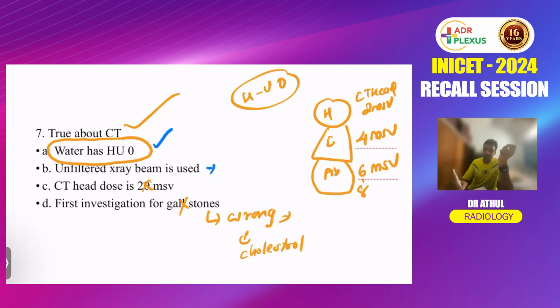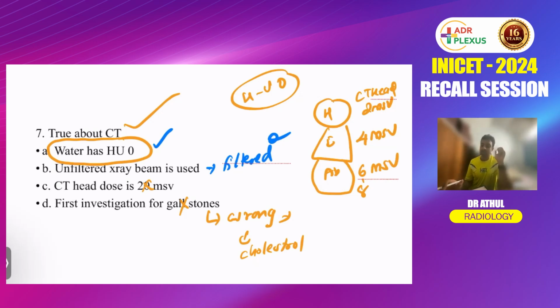And you have to remember we are always using filtered rays. What happens if you use unfiltered rays is that the high energy radiation in unfiltered rays will penetrate through our body, and the low energy rays will be deposited in the skin, resulting in more damage to the skin. So we are not using an unfiltered beam, we are using filtered X-rays for CT. So that is the concept. The answer for the question is the HU value of water is 0. All other 3 options are wrong.